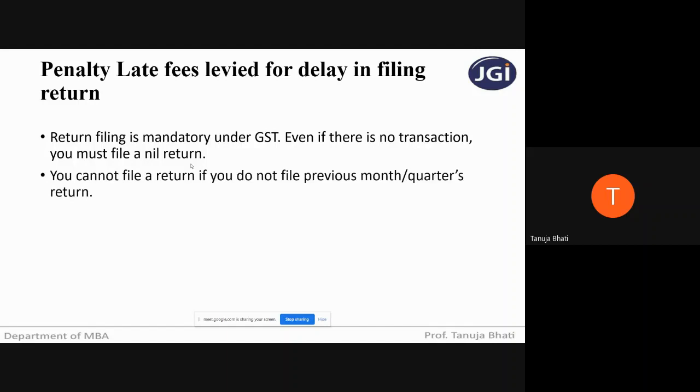You cannot file a return if you do not file the previous month's return, months or quarters return. Suppose I have not filed May month's return and I'm directly filing June month's return, I am not allowed. You have to go in order. If you have not filed May month's return, you cannot file June month's return unless and until you file May month's return. You cannot skip any month's return and go to the filing of the next month's return. You have to file first the return of the previous month, then only you will be allowed to file the return of the subsequent month.